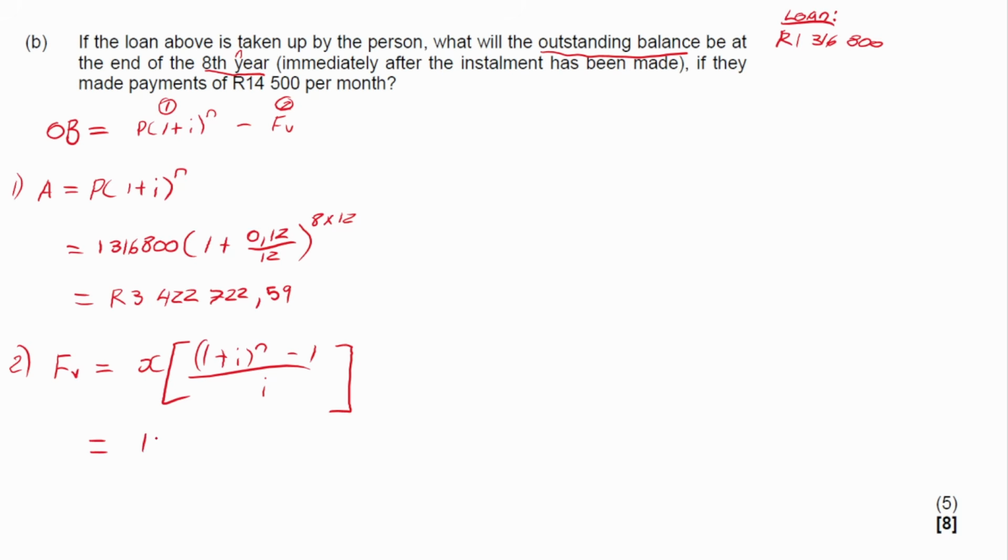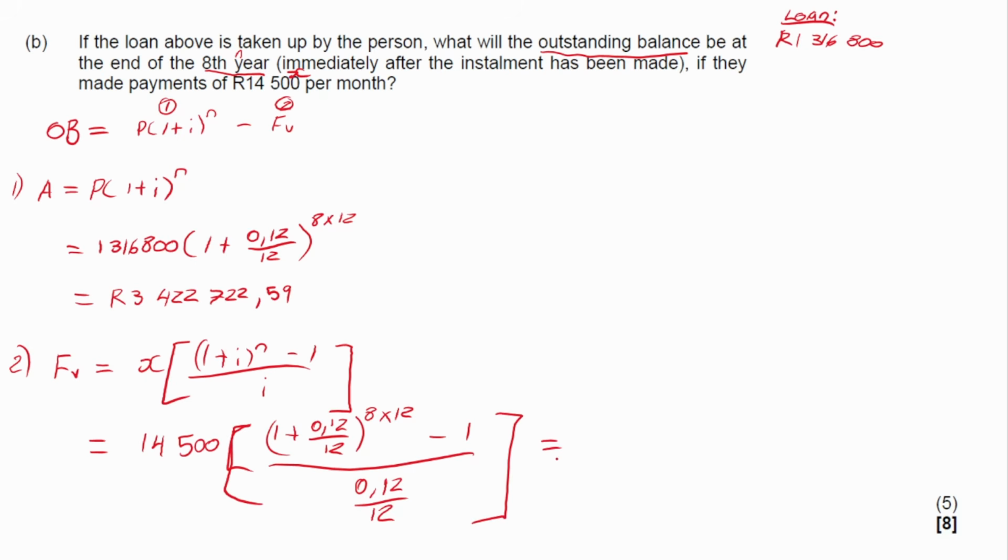So if I evaluate this, I know my x, this value over here, is 14,500. 1 plus my interest rate, which is 12% over 12. Our number of periods is 8 times 12, minus 1, all over 0.12 over 12. So just cancel, that should be down here. And when you evaluate that in your calculator, you get 2,318,945.74.